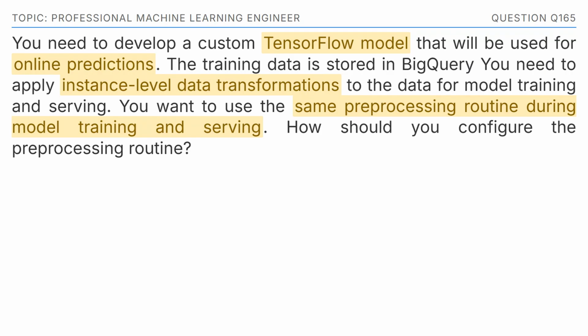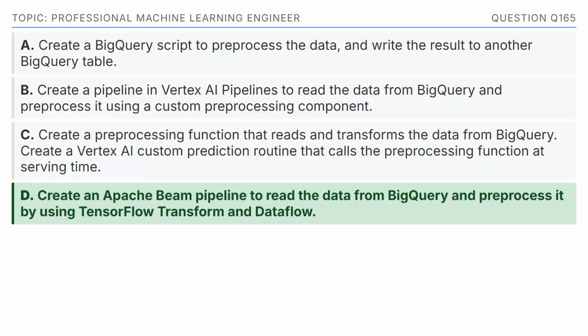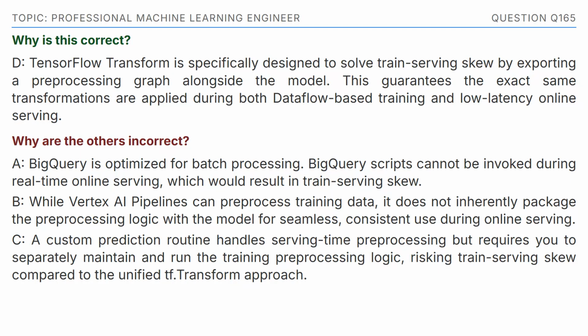To arrive at the correct answer, we focus on the keywords: TensorFlow model, online predictions, instance-level data transformations, same pre-processing routine during model training and serving. The correct answer is option D. Create an Apache Beam pipeline to read the data from BigQuery and pre-process it by using TensorFlow Transform and Dataflow. Why is this correct? D.